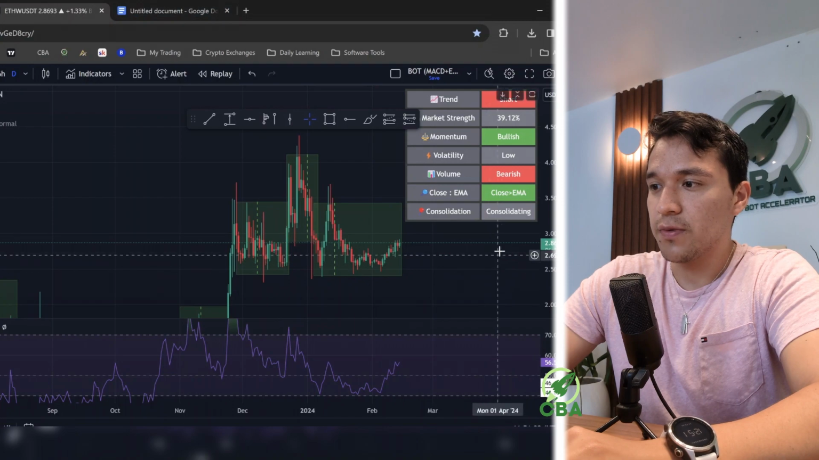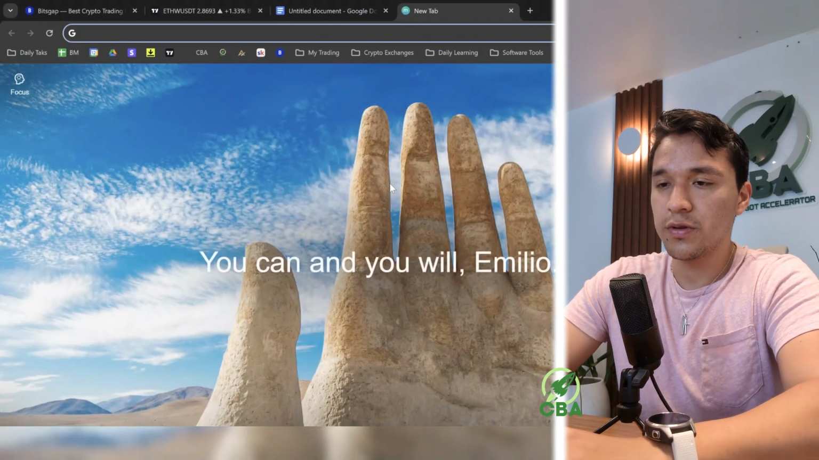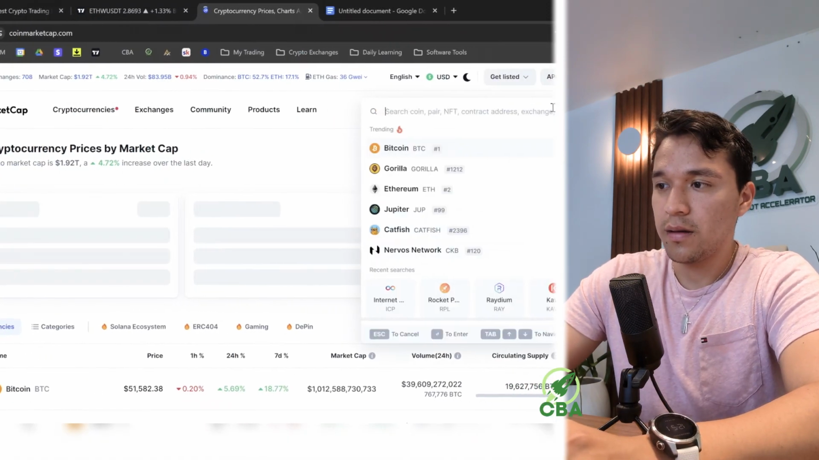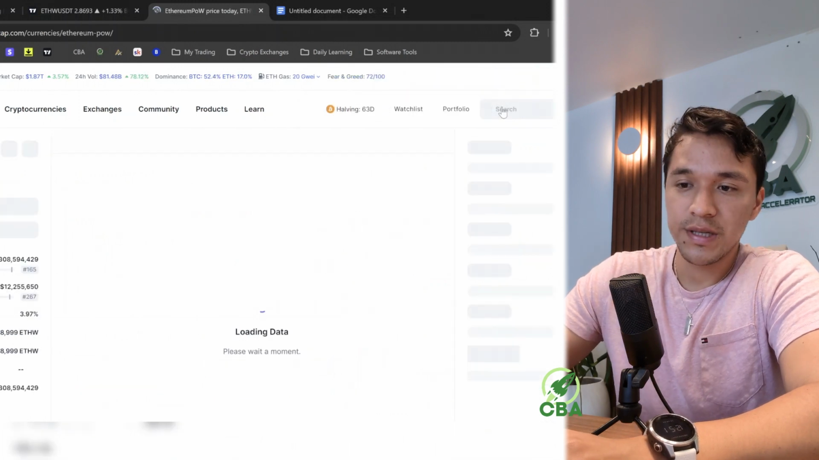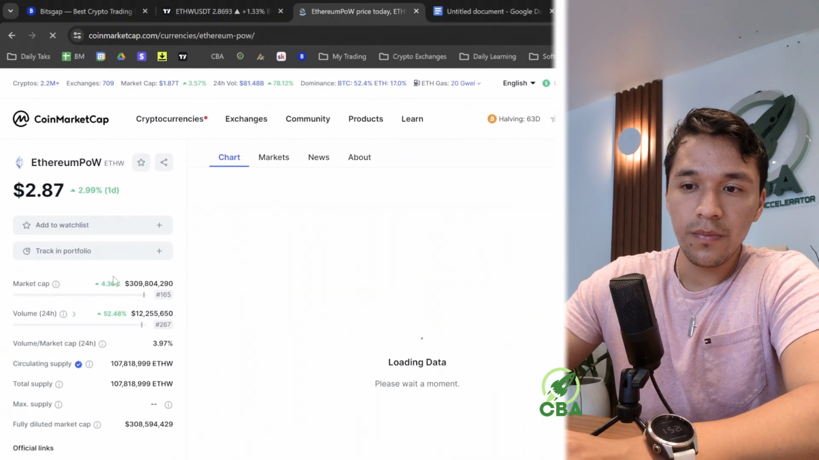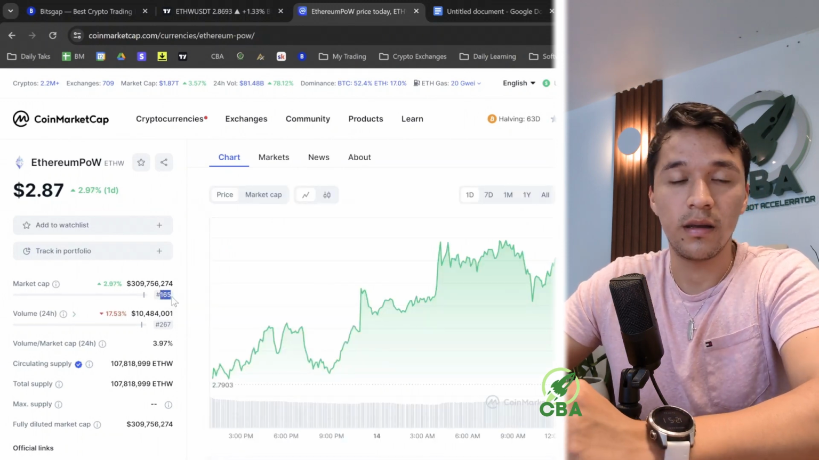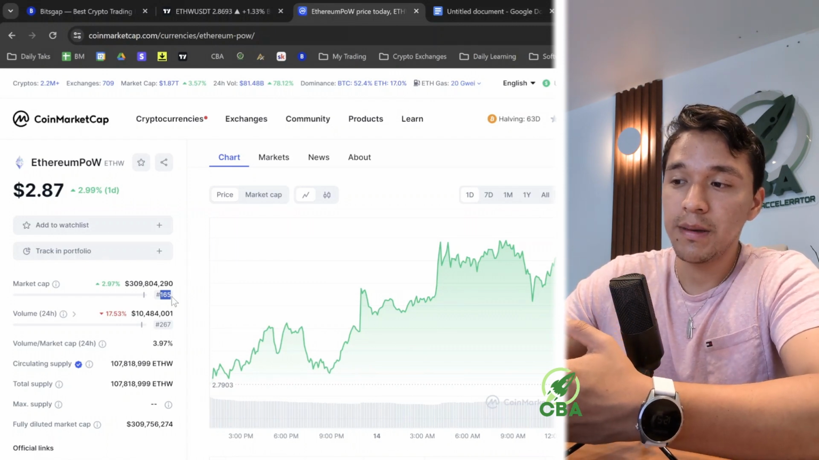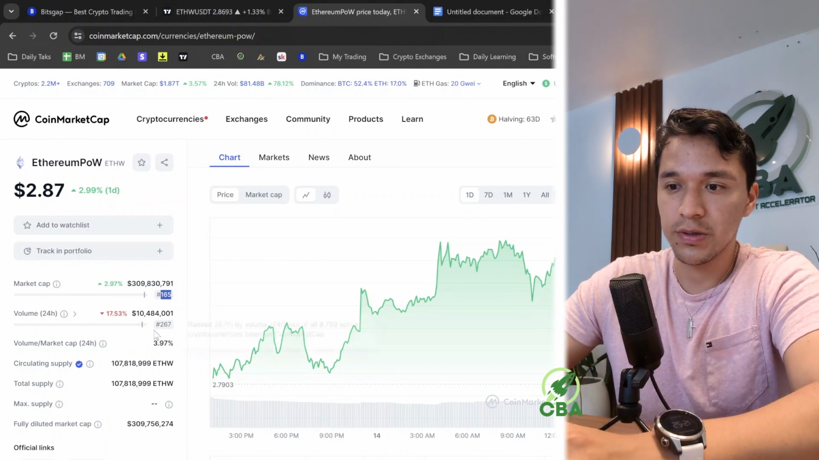So once I have this ready and I can see that the consolidation is on, then I'm going to go to CoinMarketCap and search for the cryptocurrency and see where it is at. So in market cap, I can see that the ranking is sitting at 165. That is a good ranking. It gives me some expectation that this cryptocurrency is actually being traded and invested by people, by investors.